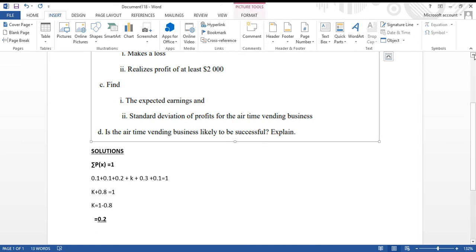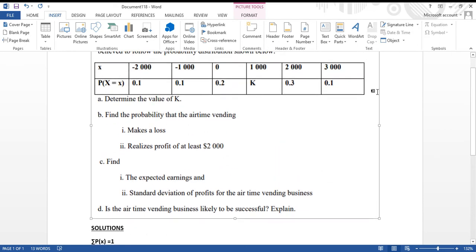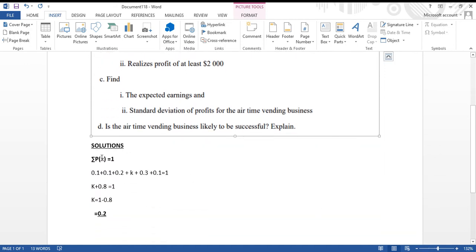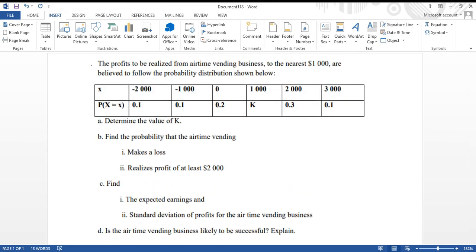All right, we go to the next one. Part B: find the probability that the airtime vending makes a loss. Find the probability that it makes a loss. Anybody to give it a shot?